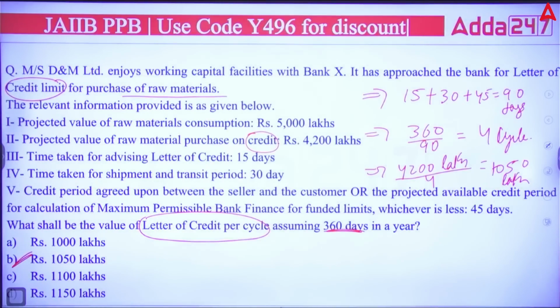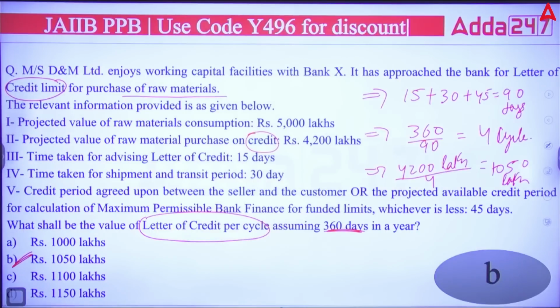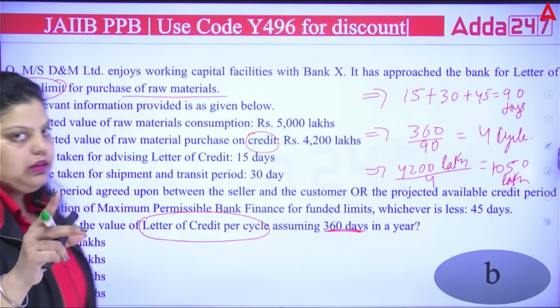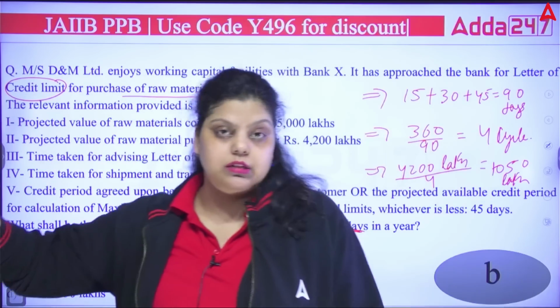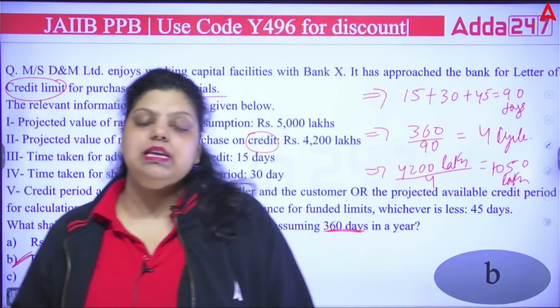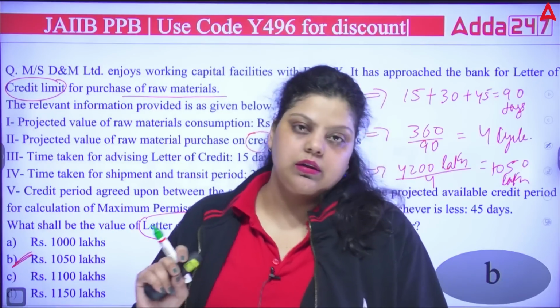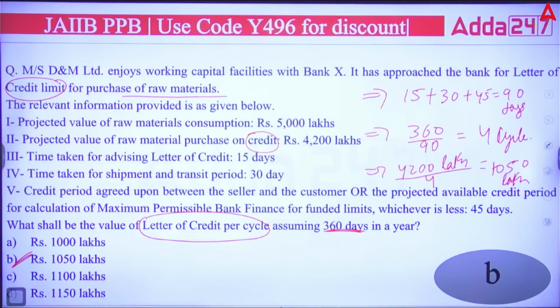I hope you have calculated the right option. The same procedure we have used here. First we have calculated the total days in one cycle. It was 90. Then we have calculated in one year how many cycles will be there. So there will be 4 cycles. And then we have calculated how much credit each cycle requires. So each cycle requires 1050 lakhs. Okay, right answer is B.